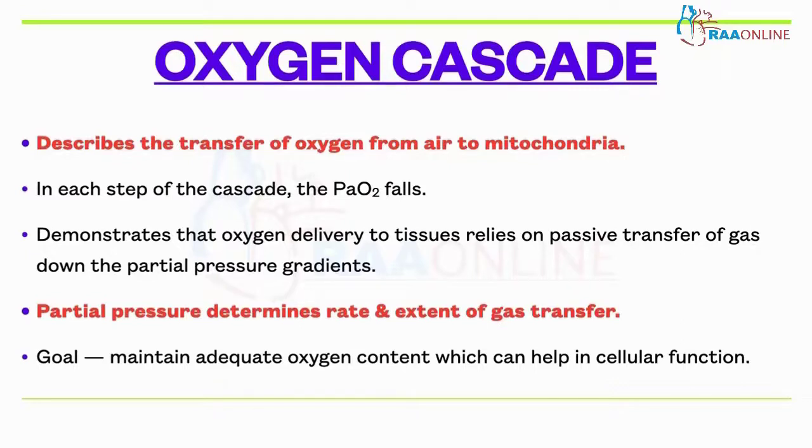The goal of this oxygen cascade is to maintain adequate oxygen content, which can help in cellular function. So the take home point of this slide is that the oxygen cascade is dependent upon the partial pressure gradient. Partial pressure is the most important thing which determines the rate and the extent of gas transfer from one place to another, be it the alveoli, the capillaries or the cells.